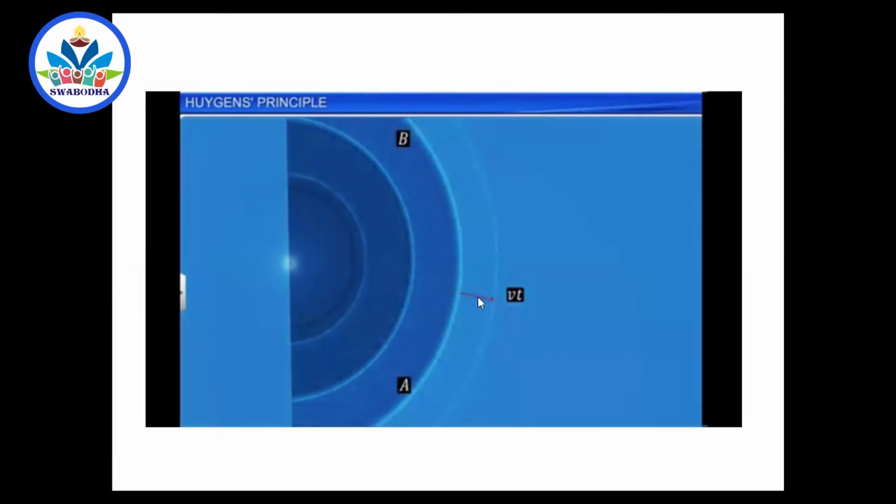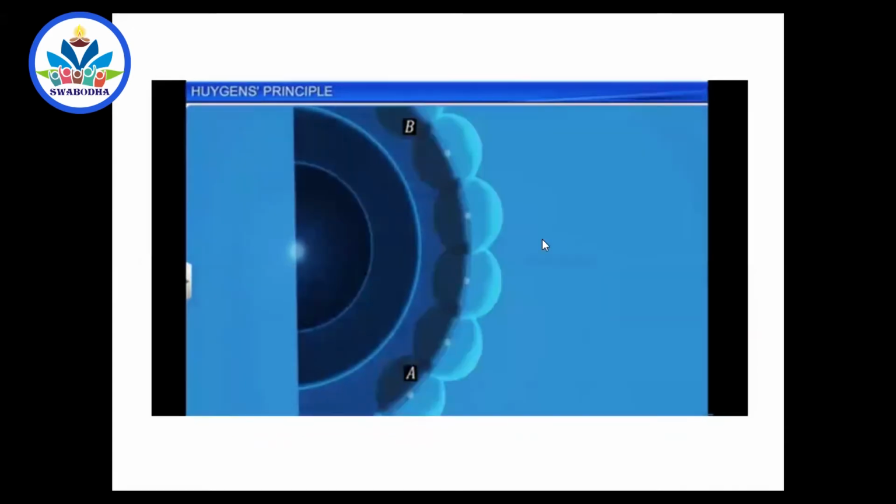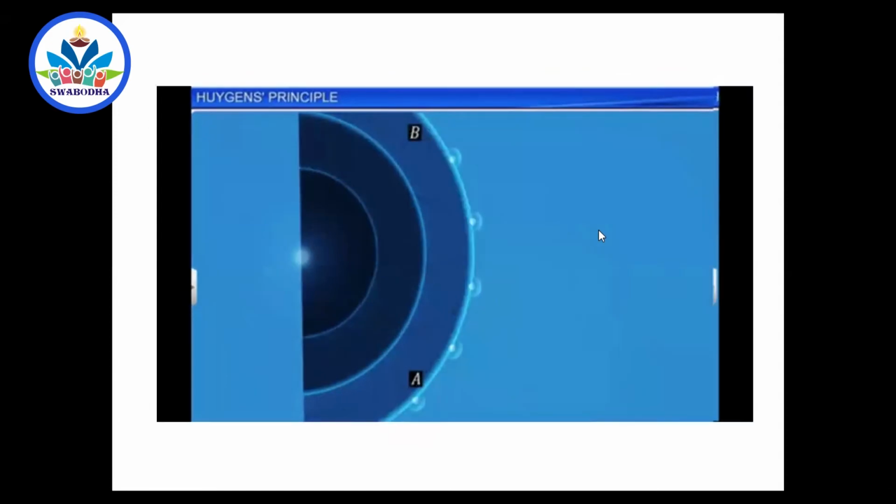And if you draw a normal to the sphere, then it gives the direction of propagation of the wave, or the direction of the light ray. You will get a ray. Now this is the wavefront, and it doesn't grow in the backward direction. So at time t, this is the wavefront. After time t, this is the new wavefront. That's how we draw it.